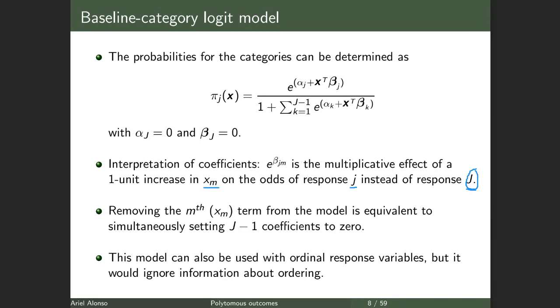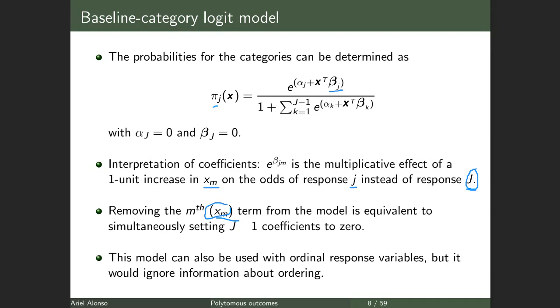Now, if you want to remove one variable from this model, then obviously you will need to make J minus 1 coefficients equal to 0, because for each logit, this covariate has a different coefficient, right? You see here that is beta j. So for each logit, you have a different coefficient. So if you want to remove the covariate from the model, you need to make all its coefficients equal to 0, and you have a different coefficient per logit, and you have J minus 1 logits, so you will have to make J minus 1 coefficients equal to 0.